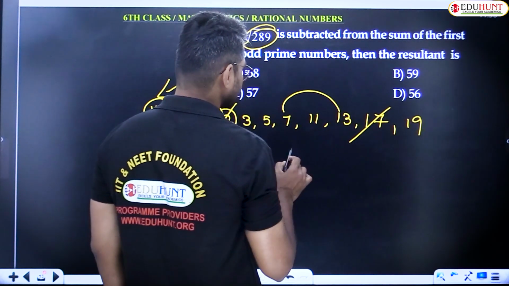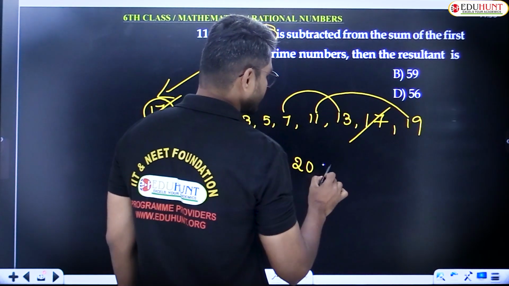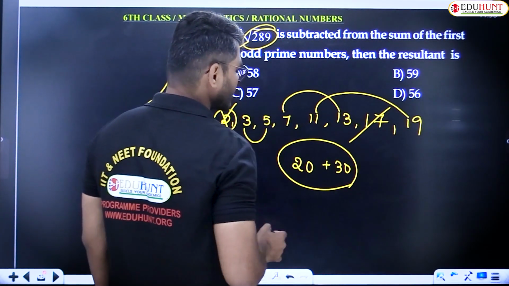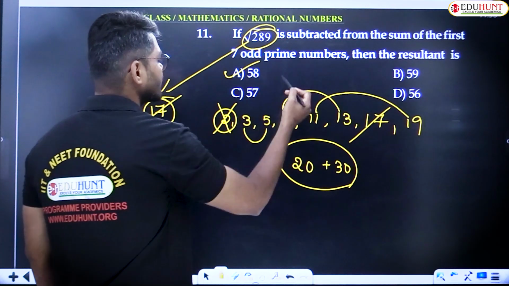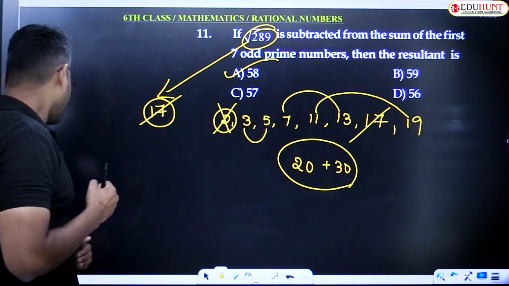This is 20. This is 30. This is 8. 20 plus 30, 50. 50 plus 8, 58 is the answer for this question. We should work in a smart manner. Let's see the next one.